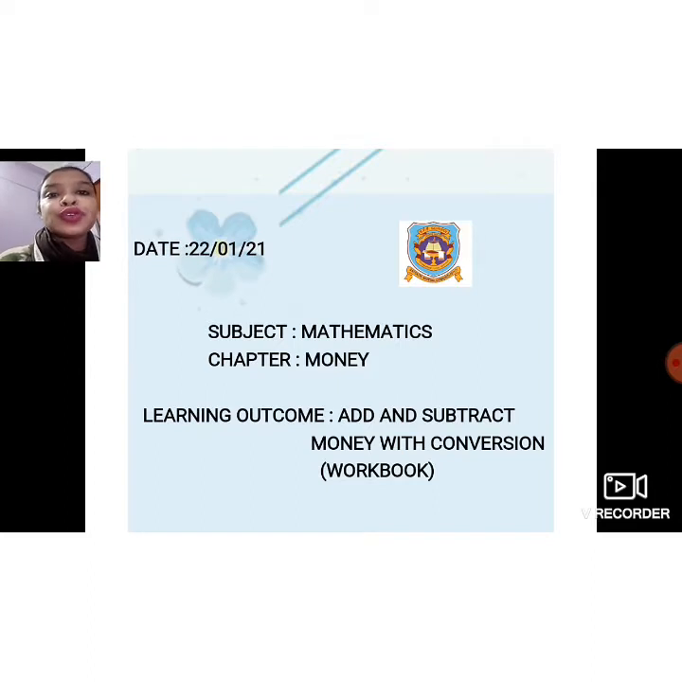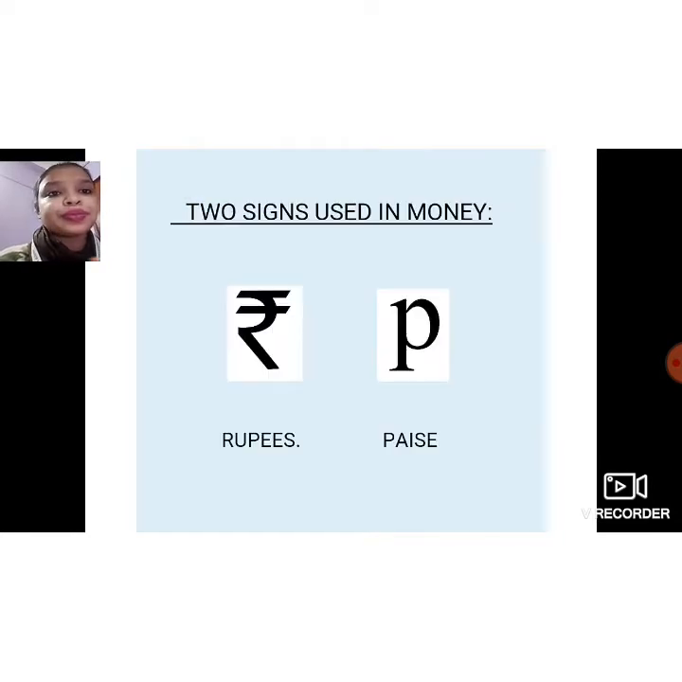Today we are going to add and subtract money with conversion. Since the chapter is over, we are doing the workbook, and today we are going to add and subtract money, and that also with conversion. Conversion means there is either carryover or borrowing based on the question given. So let us start the class.